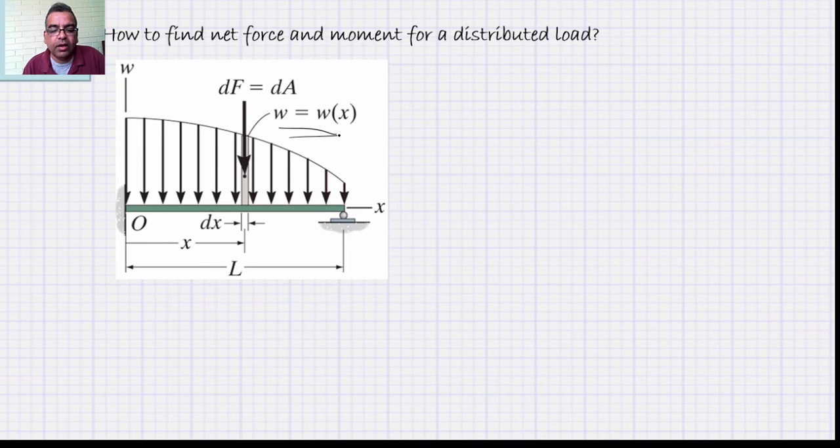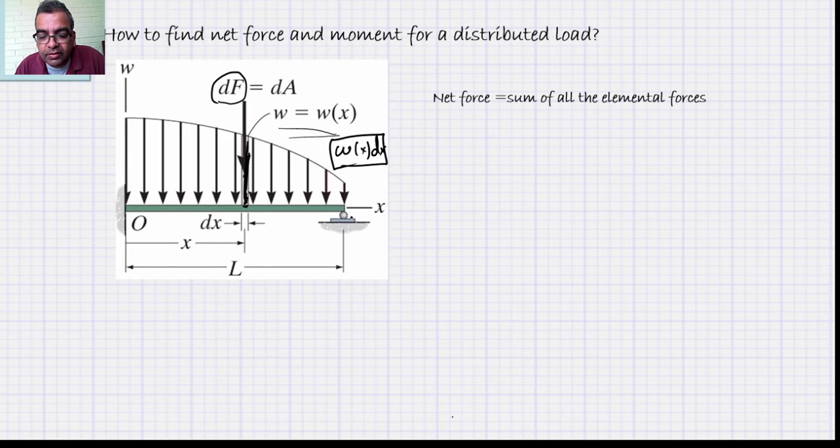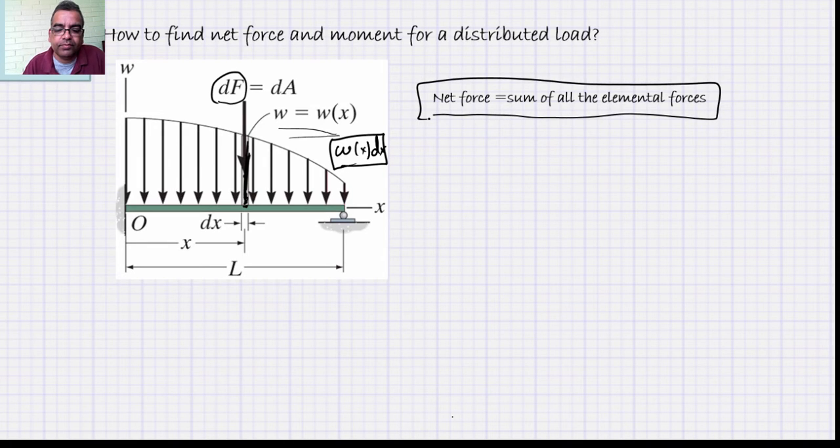W(x) is the load intensity. dF is the incremental load in this region, which is equal to W(x) dx. That's how much load is acting per small region, and the smaller the region, the smaller the force. But what happens is the net force will add up. It's a sum of all of this. So first item is the net force is the sum of all the elemental forces.